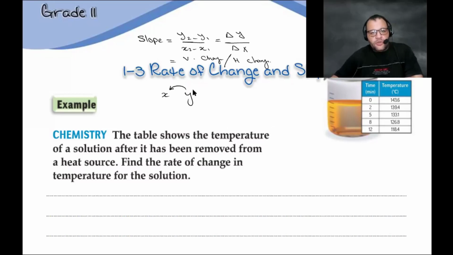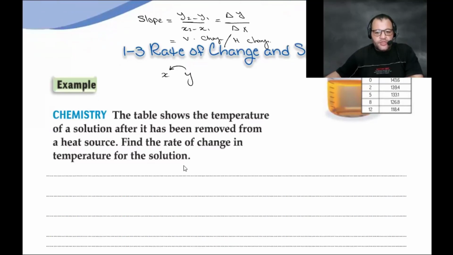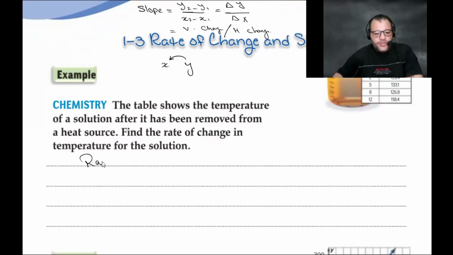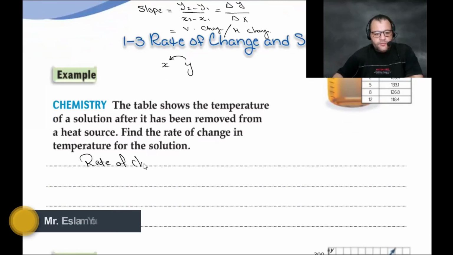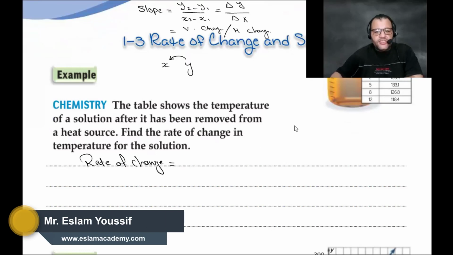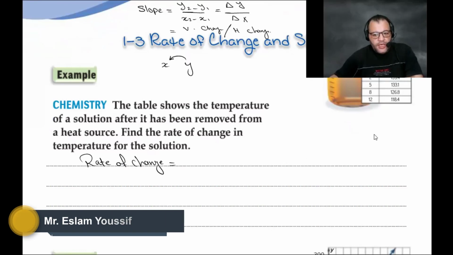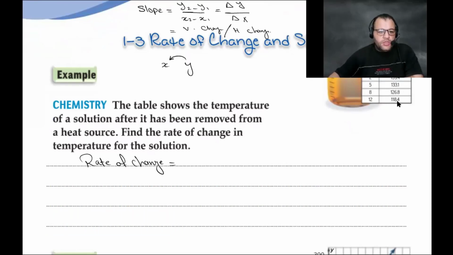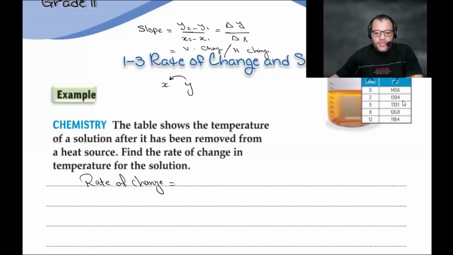For any table, to find the rate of change you have to find which one depends on what. So y depends on x. The temperature depends on the time, so the time will be defined as x and the temperature will be defined as y. To find the rate of change for the first one, we can find the change of y over the change of x. We can choose any two points. Suppose that this is y1 and that's y2, and that's x1 and that's x2.